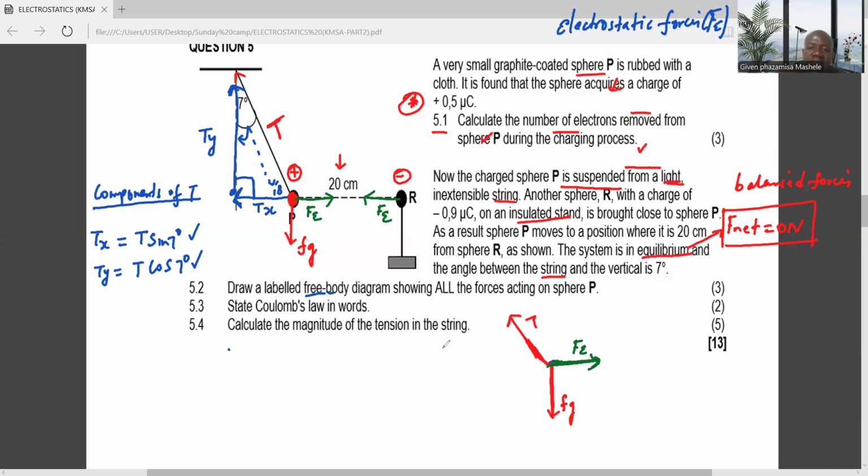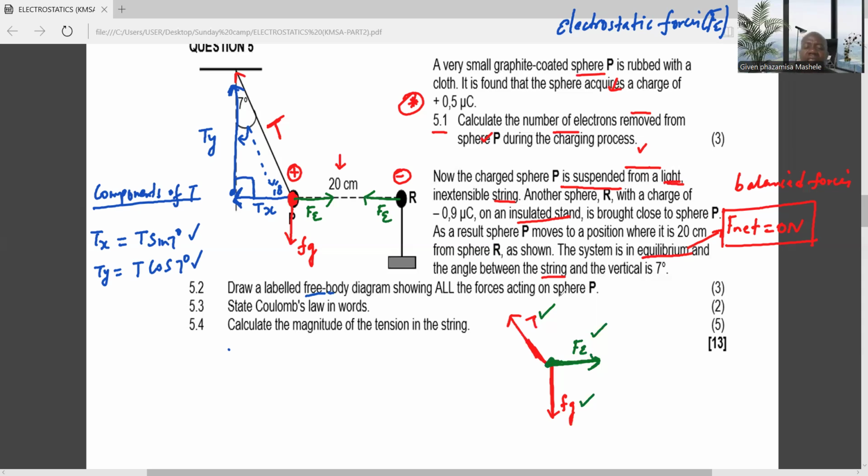So this is our free body diagram acting on sphere P. Three marks, three forces: we have an electrostatic force, we have the force of gravity, and we also have the tension. It's very important for you to be able to understand that.